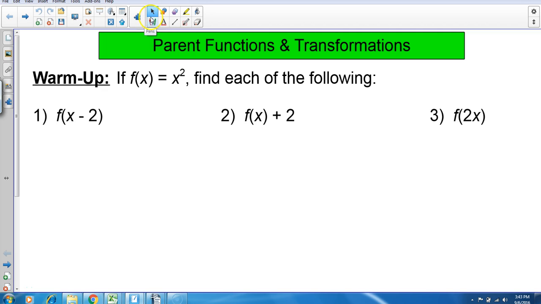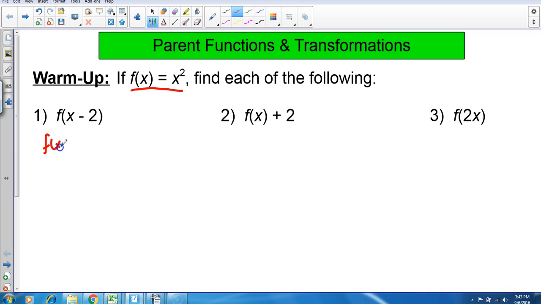Okay, guys, just a couple of things we want to do to warm up here. First thing we want to do, if f of x is equal to x squared, we want to find each of the following. So the first one, we want f of x minus 2, and what this means is wherever you see an x up in this equation, you're going to plug in an x minus 2.